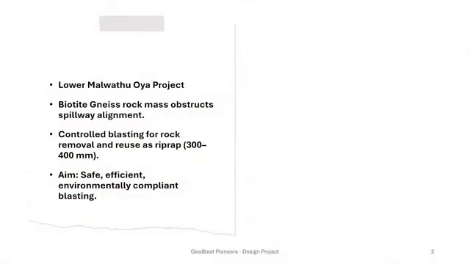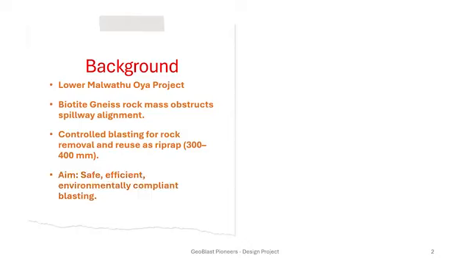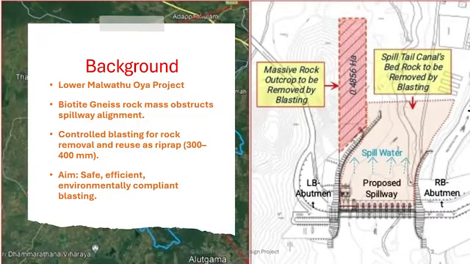The Lower Malwathu Oya project is one of Sri Lanka's major irrigation and water resource developments. During spillway construction, a large biotite gneiss rock mass obstructed the alignment. To remove this, we applied controlled blasting techniques while reusing the fragmented rock as riprap for the dam's upstream embankment. Our main goal was to achieve the required 300 to 400 mm fragment size range safely and efficiently, while minimizing environmental impacts.